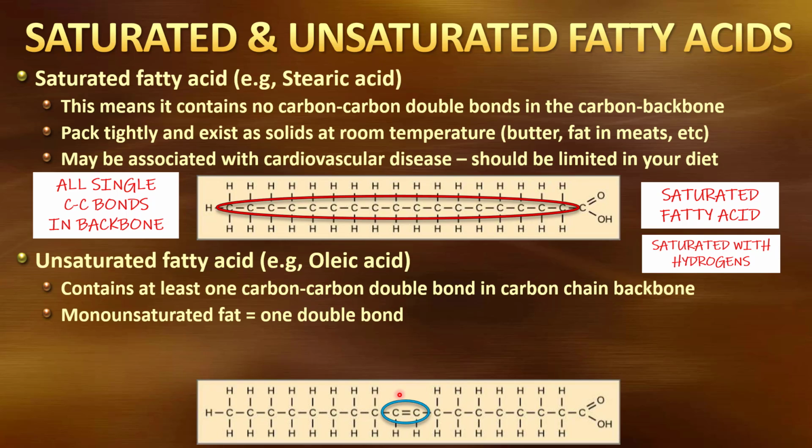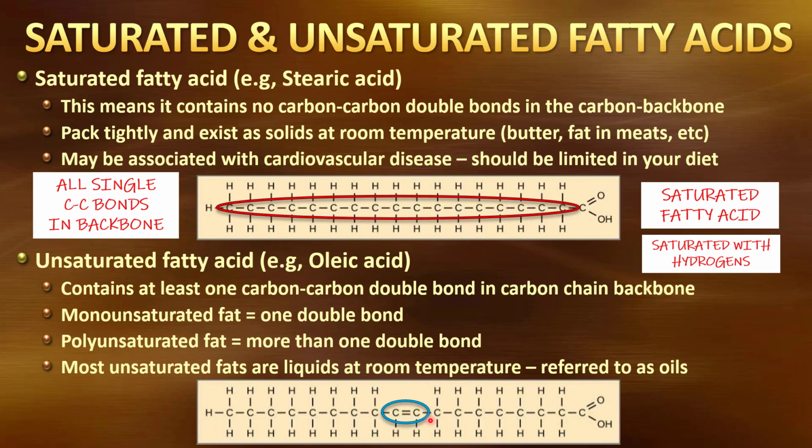If we have a monounsaturated fat, there's one double bond. If we have a polyunsaturated fat, there's more than one double bond in that chain. Notice we don't count the terminal carbon here in that double bond with oxygen. It's a double bond between carbons in the chain.